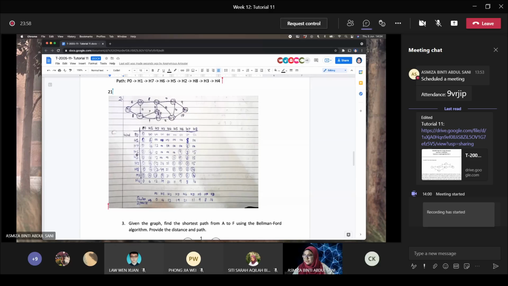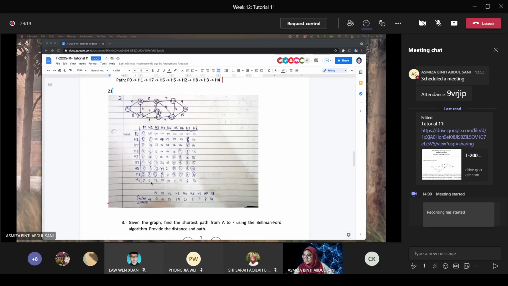Supposedly it's H1. So this is the order of vertices that we process: H1, H7, H6, H5, H2, H8, H3, H4. And then these are the shortest distances. Post office to H1 is 4, to H2 is 12, H3 is 19, H4 is 21, H5 is 11, H6 is 9, H7 is 8, and H8 is 40 kilometers.